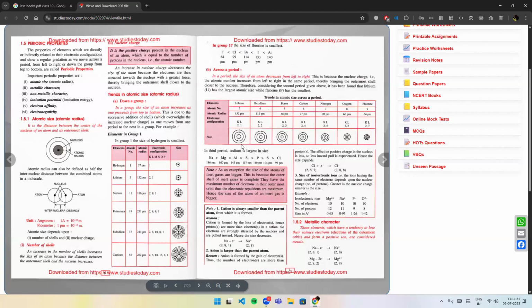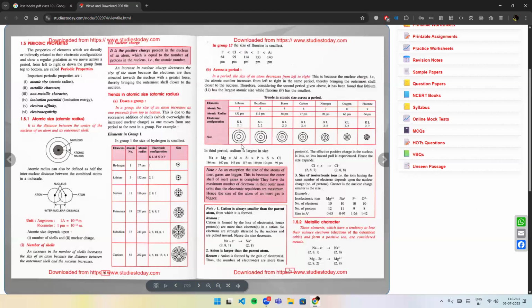Anion is larger than the parent atom. Reason. Anion is formed by the gain of electrons. Thus, the number of electrons are more than the number of protons. The effective positive charge in the nucleus is less, so less inward pull is experienced, hence the size expands. Size of isoelectronic ions, that is, the ions having the same number of electrons, depends upon the nuclear charge. Greater is the nuclear charge, smaller is the size.